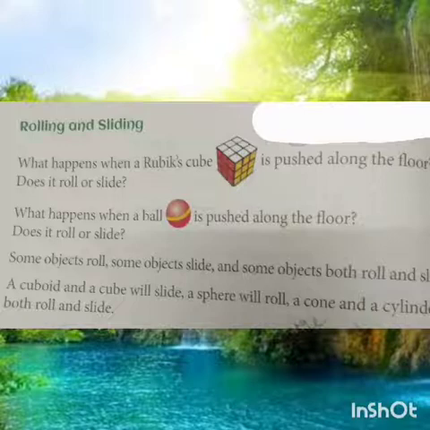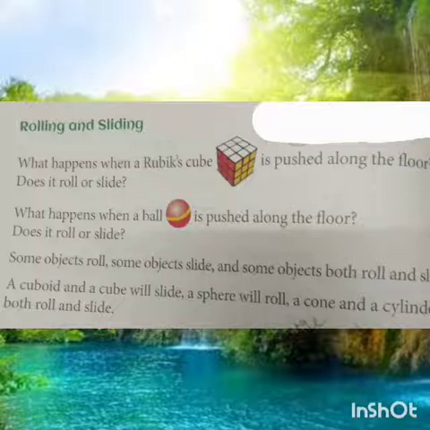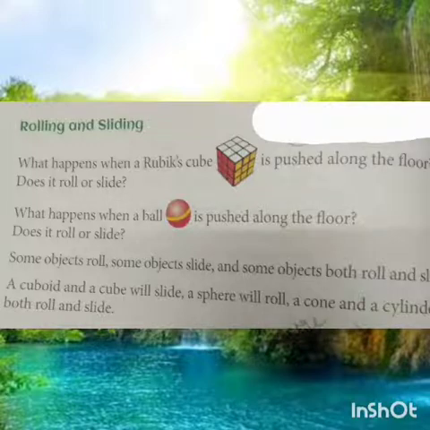So children, a cuboid and a cube will slide. Remember that objects in the shape of a cuboid or cube will slide. A sphere will roll. And a cone and a cylinder will both roll and slide. Understood, children? You can also do the activity at home. Take a ball, a box and a coin, but you should do the activity with your parents so that you can understand what is rolling and what is sliding.